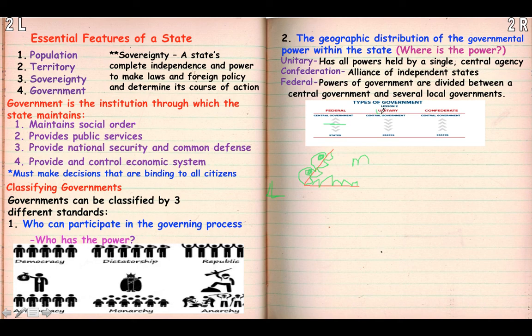Unitary, again, uni, meaning one. Put that in quotations. Okay. Uni, meaning that more power is up here. More power is in the central agency. Okay?